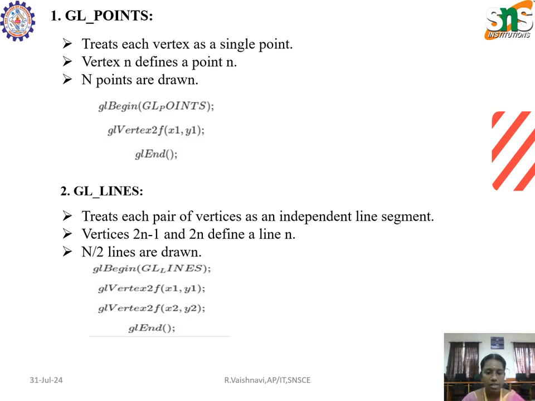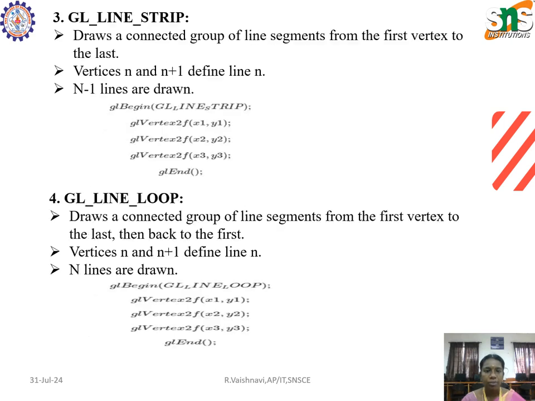Next, second one is GL_LINES. It treats each pair of vertices as an independent line segment. Vertices 2n minus 1 and 2n define line n, and n by 2 lines are drawn. Third one is GL_LINE_STRIP. It draws a connected group of line segments from the first vertex to the last. Vertices n and n plus 1 define line n, and n minus 1 lines are drawn. Here we have the syntax for the line strip. For line strip we use three vertices, so we have x1 comma y1, x2 comma y2, x3 comma y3.